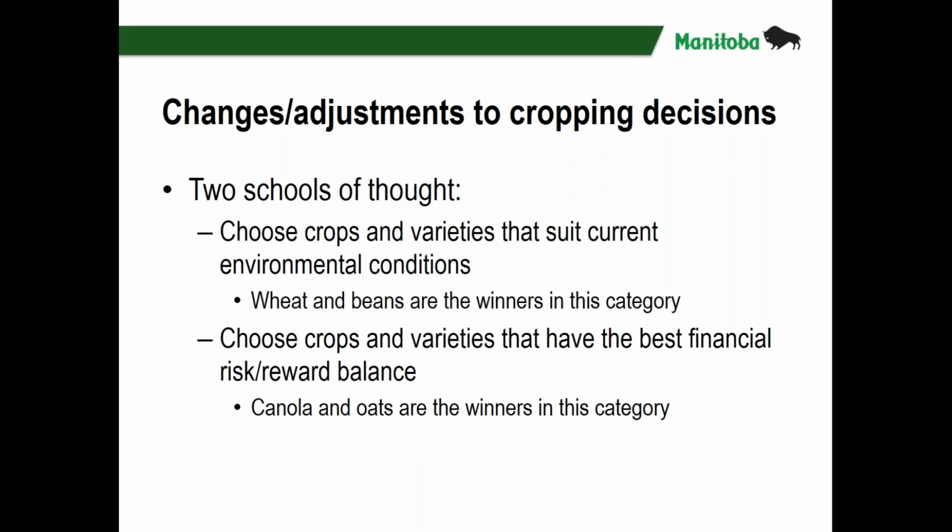We look at choosing crops for the best financial risk reward. Well, from what we've seen today, canola and oats are winners in that category. But we look at the canola and oats yields in my area, and they were definitely the losers in the yield category. Some truly terrible yields in canola and oats. However, with the Acre insurance package that they have, there are some pretty good safety nets there too.